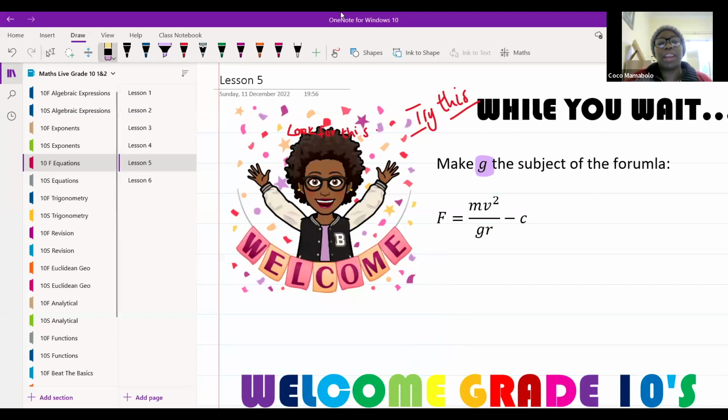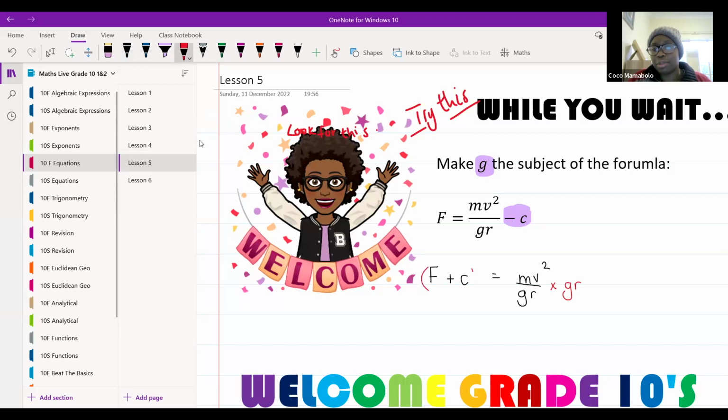All right, we know that if we want to make G the subject of the formula, first thing I'm going to get rid of is this negative C. I'm going to take negative C over to the other side, and I'm going to get F plus C is equal to mv squared over GR. Now, the thing I want is in the denominator. So in order to get rid of that, I'm going to multiply by GR on both sides.